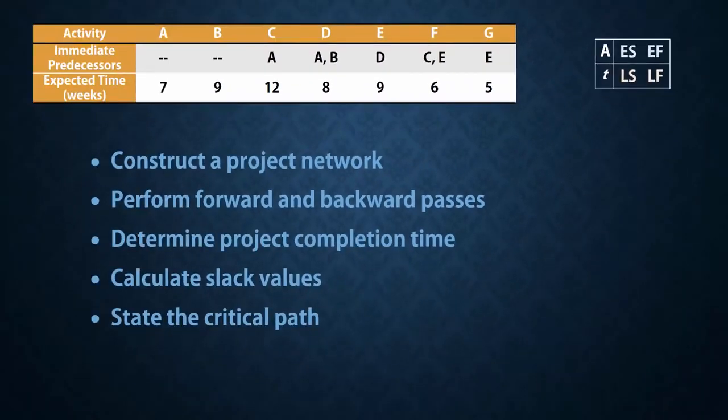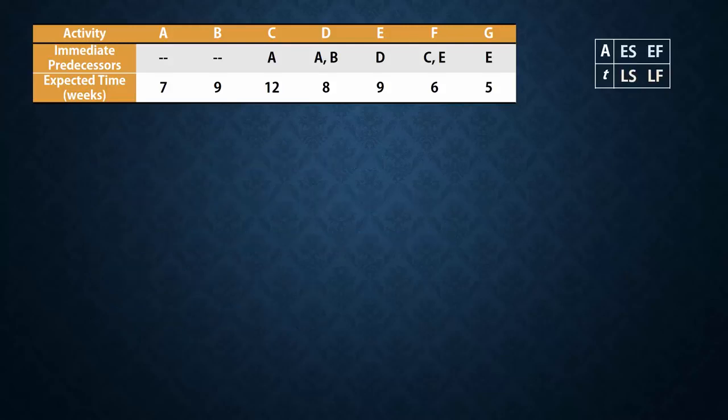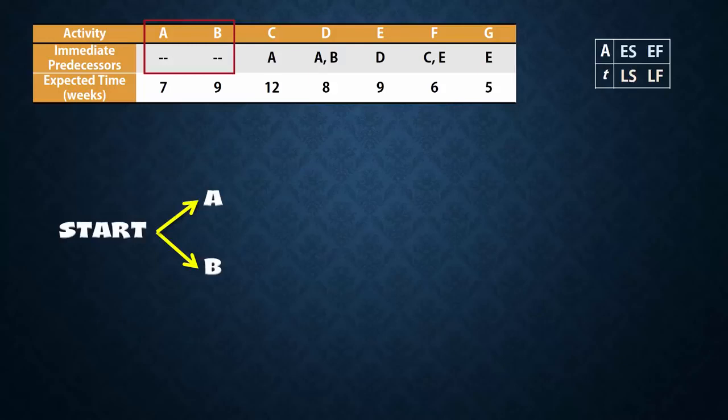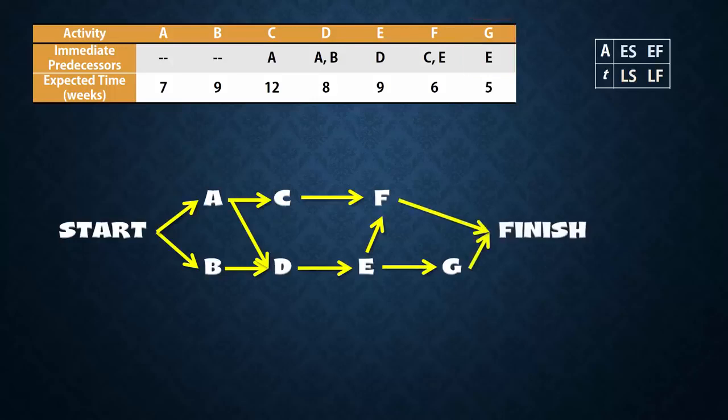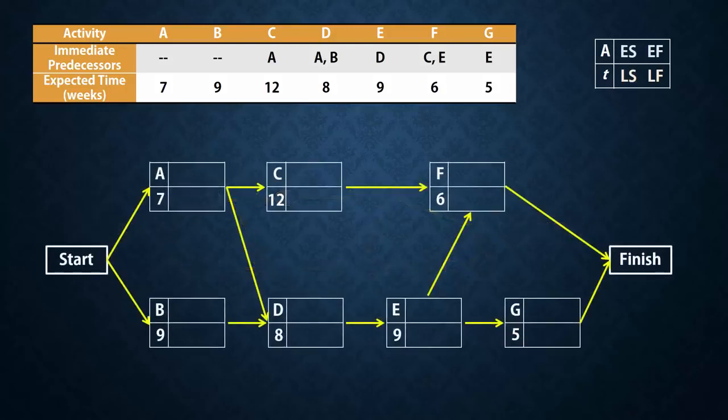I usually like to start with a sketch to make it easier when drawing the full network. Activities A and B have no predecessors, so they can begin as start. Activity C needs A to be completed before it can start. D needs both A and B completed. E needs D. F needs C and E, and G depends on E. Since F and G have no successors, they go to finish. So here is the network with the activity nodes displaying the letters and times.